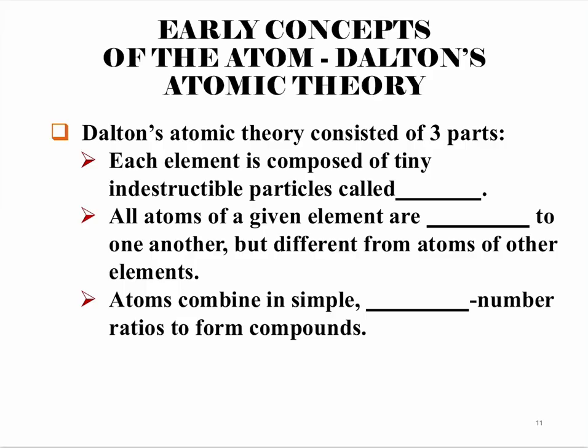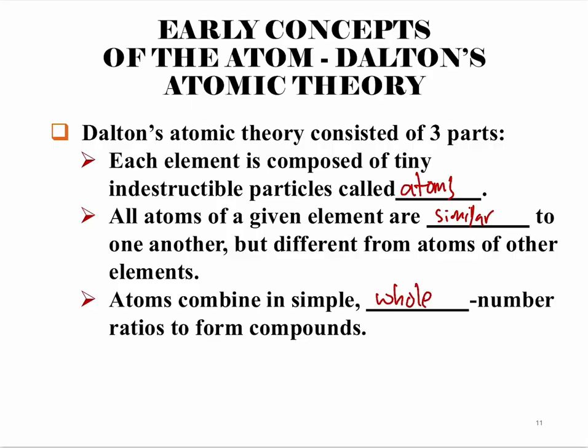So early concepts of the atom are by a guy named Dalton, and he basically said that each element is composed of indestructible particles called atoms. And these atoms of a given element are similar to each other and different from atoms of other elements, right? So this seems relatively straightforward. Maybe if you were a philosopher at the time, you would have thought the same thing. And these atoms combine in simple whole number ratios to then create compounds, right?